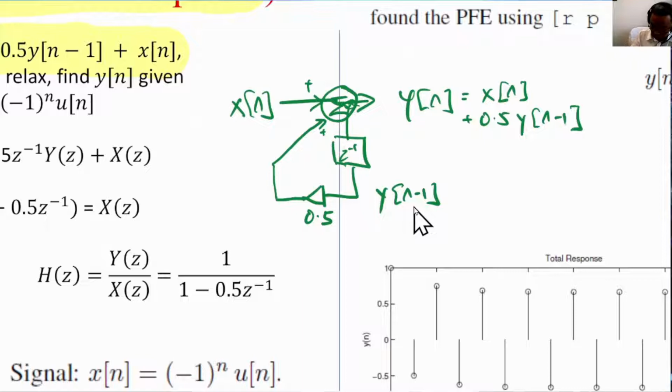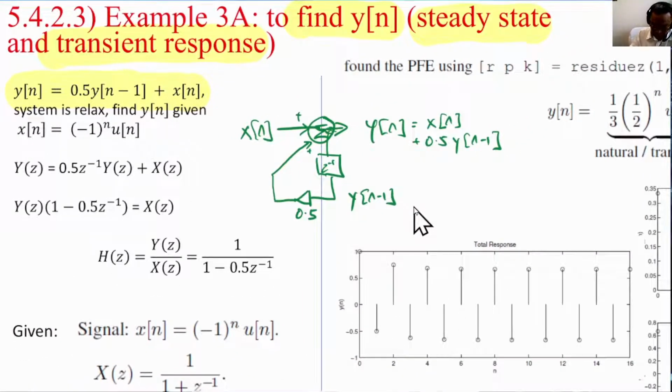You'll learn how to draw this very simple block diagram next time, but you can see now why this block diagram represents the difference equation. The only thing is the z^-1. This is just a block to indicate that whatever comes in is delayed by one sample. This triangle represents a multiplier, so it's 0.5 times y[n minus 1].